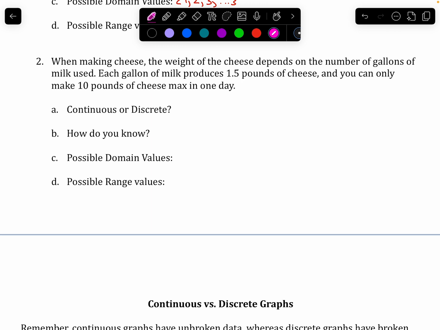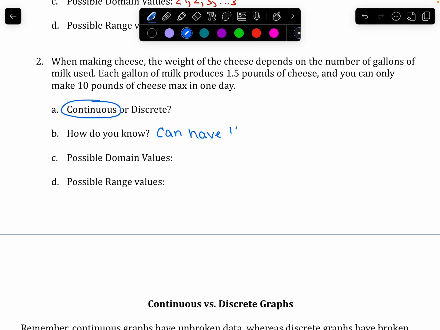When you go to pour yourself a glass of milk, do you have to pour yourself the entire gallon at one time, or can you pour out like half a gallon, or a fourth of a cup, or half of a cup, or a teaspoon? Because you are able to use various amounts of milk, or you can have various amounts of weight of your cheese, and they don't have to be whole numbers, we can actually say that this is going to be continuous.